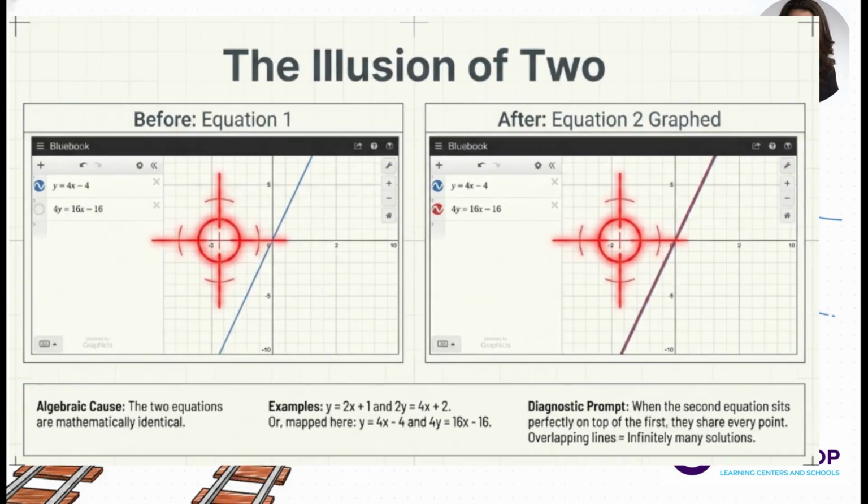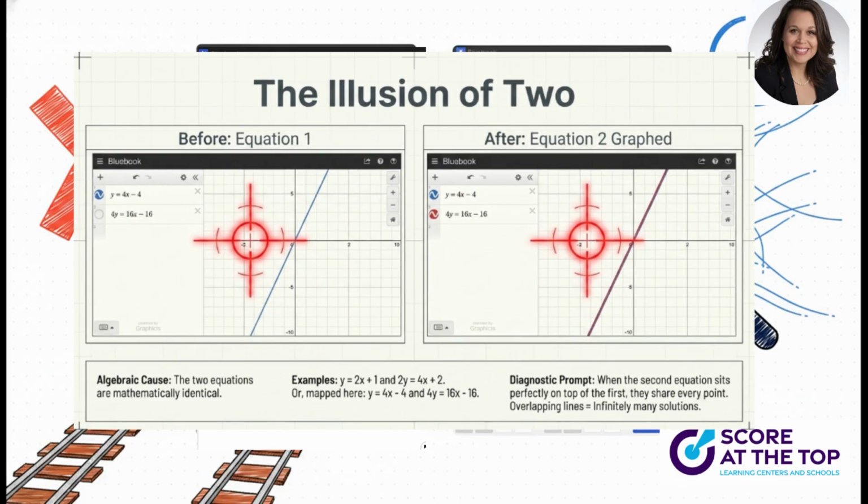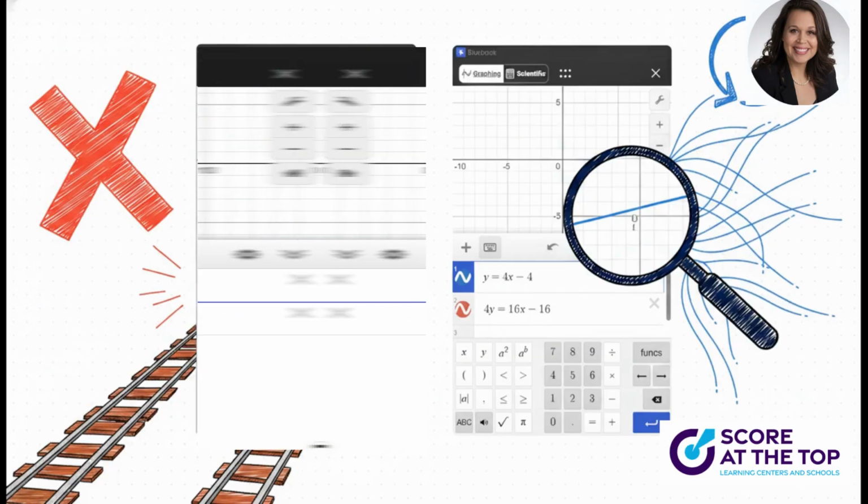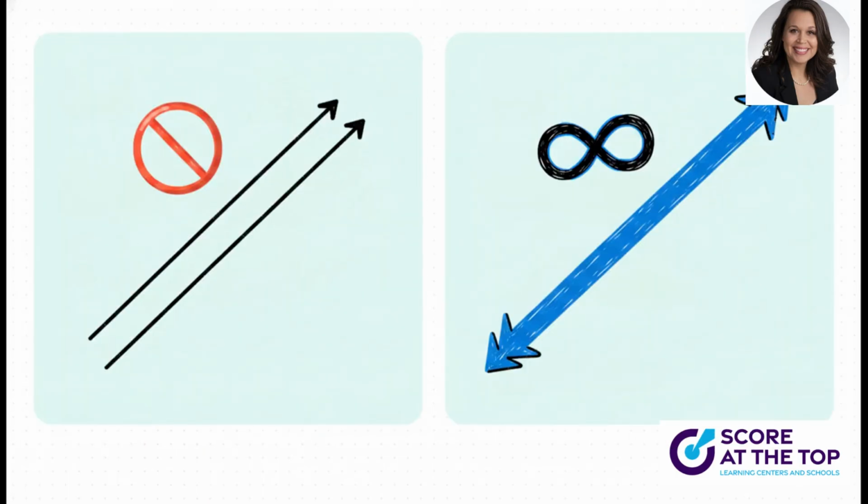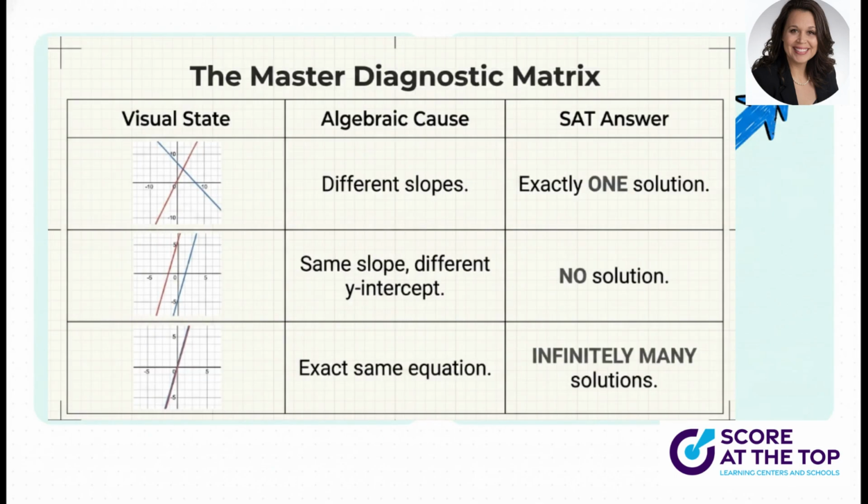On the flip side, for infinitely many solutions, you might only see what looks like one single line. That's because the two equations actually produce the exact same line, sitting perfectly on top of each other. They overlap everywhere, which means they create infinite solutions. So what's the actual math rule driving this visual? Well, it's all about the structure of the equations. For no solution, the lines have the exact same slope but totally different y-intercepts, like y equals 2x plus 1 and y equals 2x plus 4.